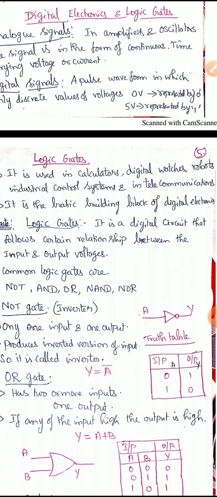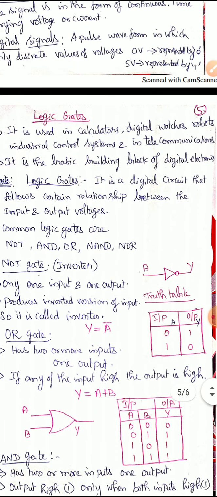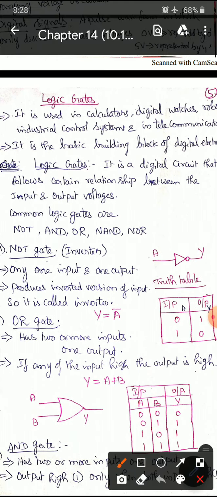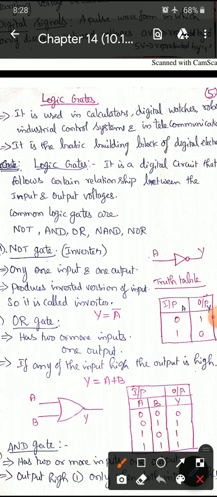Okay, see here. The first one is the NOT gate. It is also called an inverter gate. We can see why it is called an inverter. Here we have the diagram for the NOT gate. The NOT gate diagram is a triangle with a bubble on the front.